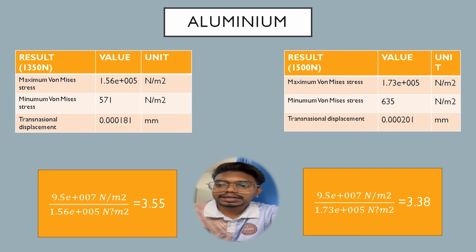for 1500 Newton we get 3.38, which compared to iron and steel, these get a higher value than the iron and steel. So as a conclusion, I would like to say that steel is a better material for the disc that we made.